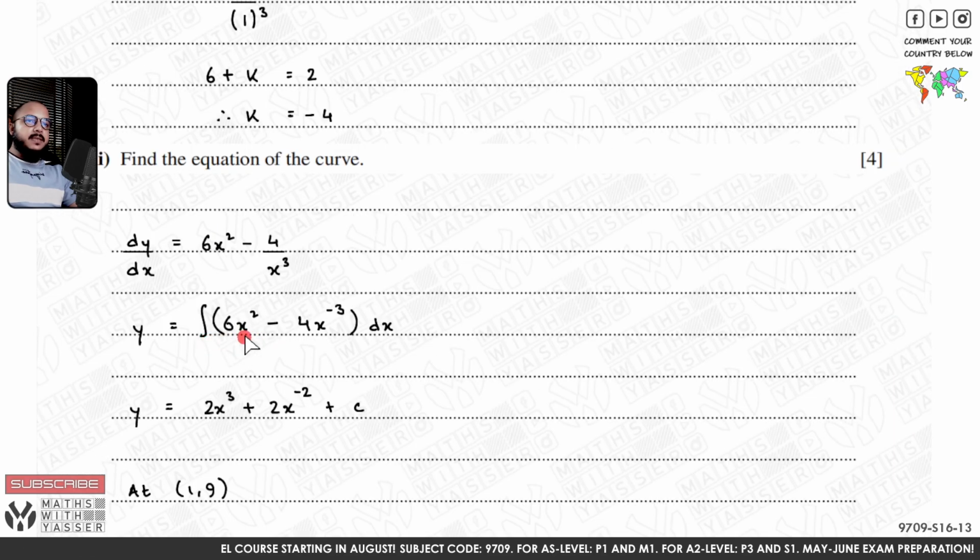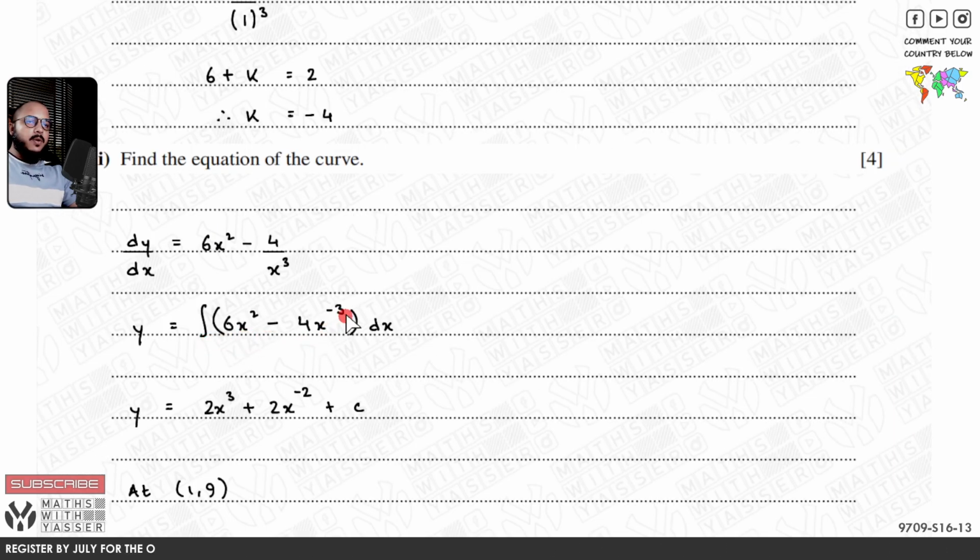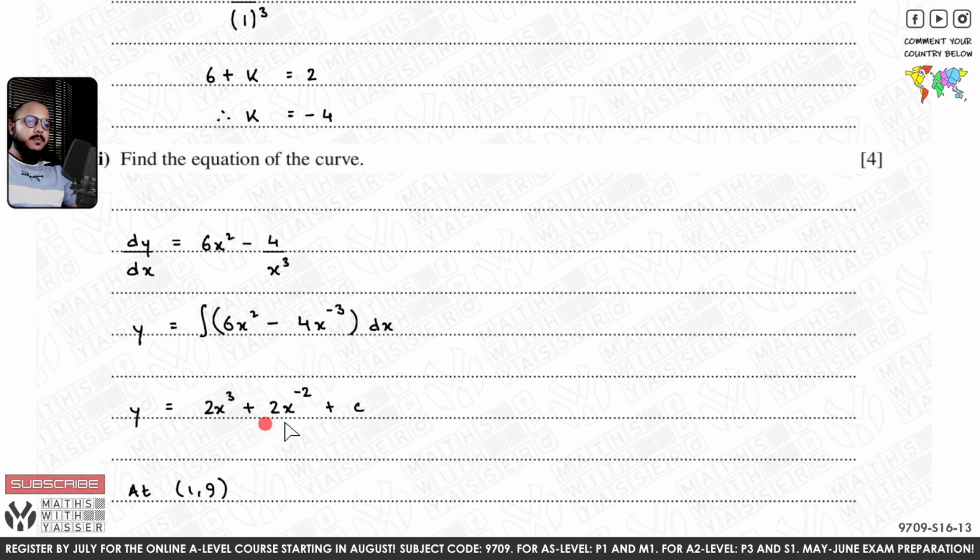So integrating 6x squared minus 4x to the power negative 3: 2 plus 1 is 3, and 6 divided by 3 is 2, and x to the power 3. Minus 3 plus 1 is negative 2, so minus 4 over negative 2 will give us positive 2, and x to the power negative 2 plus c.